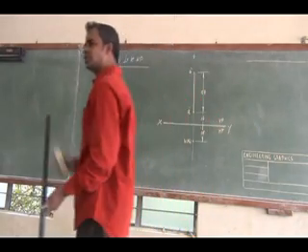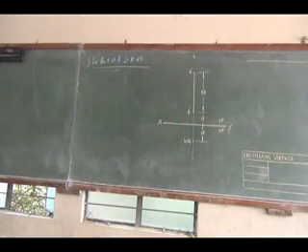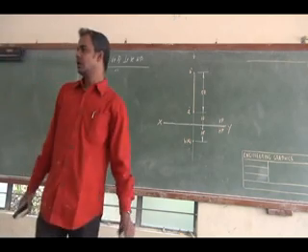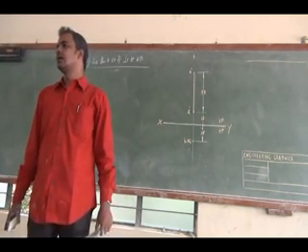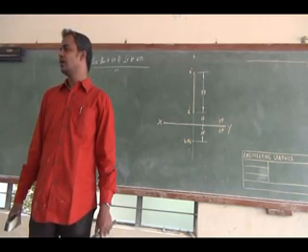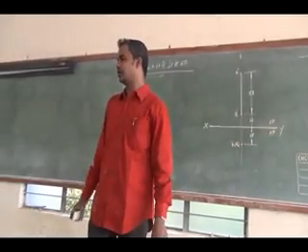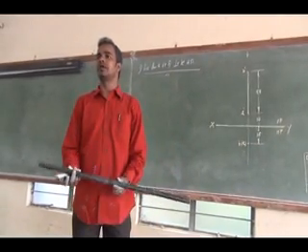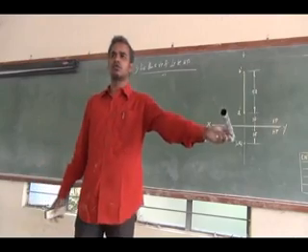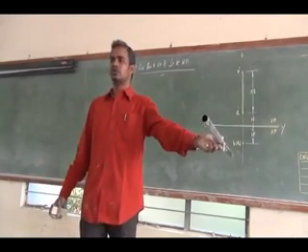Draw the projection of the line if it is parallel to HP and perpendicular to VP. Parallel to HP and perpendicular to VP. So this is how the point line is projected.